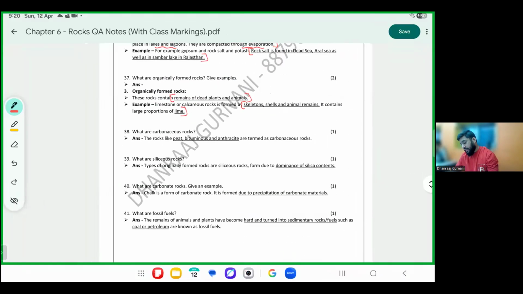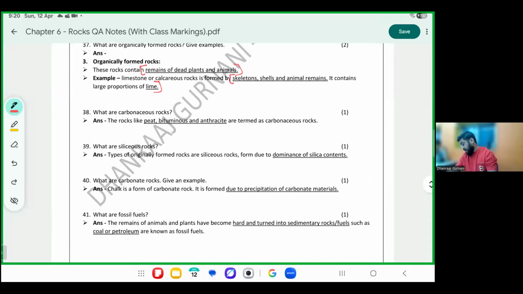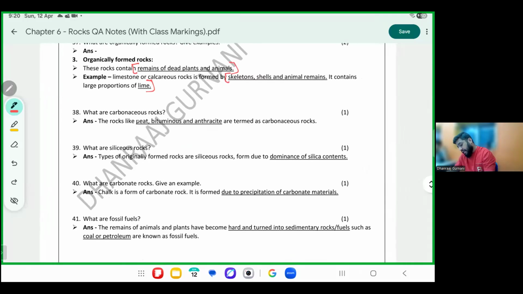What are carbonaceous rocks? Please mark, very important. Peat, lime, bituminous are termed as carbonaceous rocks. Basically, in simple layman words, it has carbon in it. Carbon means it will eventually lead to formation of coal.